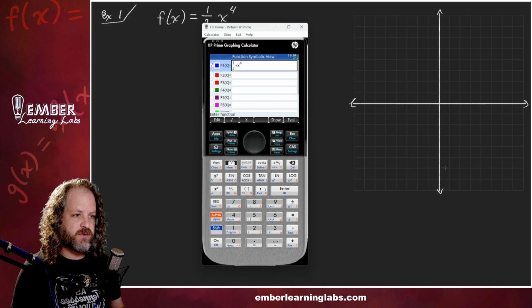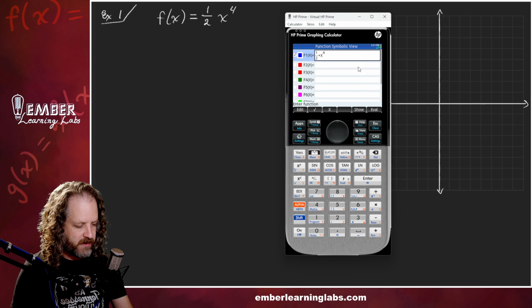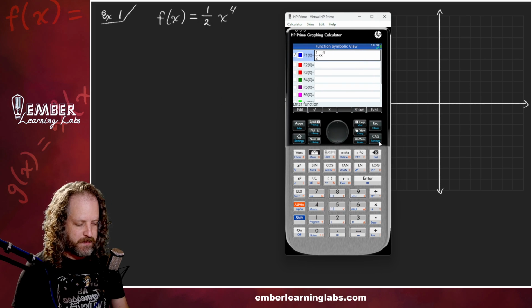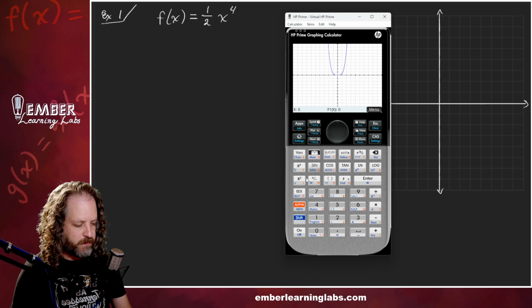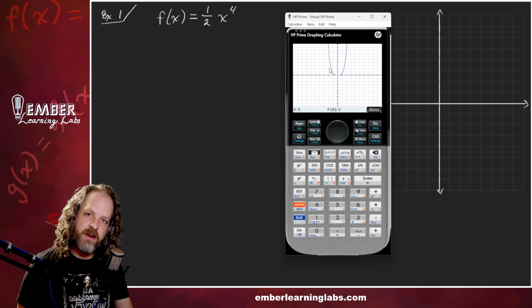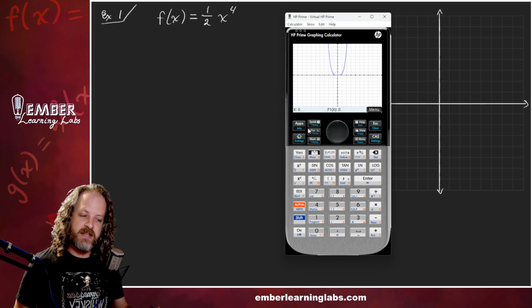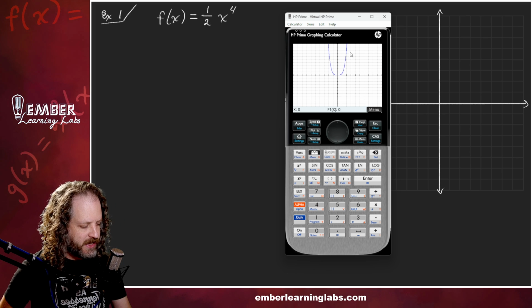I already put this first one in there. So there it is in my setup. And then if we do the plot, there it is. I've got my window settings to -10 to +10 in both directions. So you can see it's kind of like a quadratic.